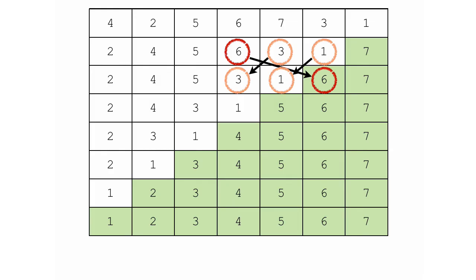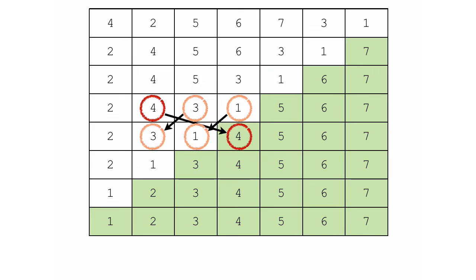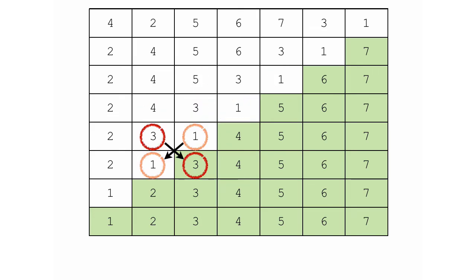6 moves like this to end up in its proper place. 5 moves 2 as well. 4 moves quite a bit. The 3 and the 1 switch spots, and then the 2 and the 1 switch spots. This is a typical pattern of bubble sort.